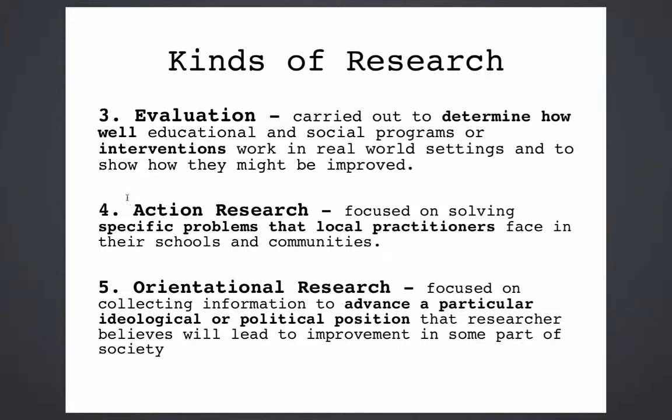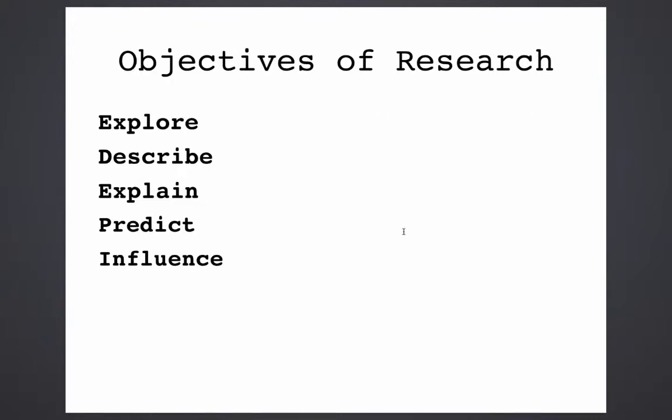Now, action research, on the other hand, is this idea that within a local setting, you have specific problems that you're trying to solve, and so you initiate a very rigorous research approach in order to generate information and evidence to help you make decisions about how to proceed. So in an orientational research framework, there is actually an agenda at play, and the researcher is trying to advance a particular agenda.